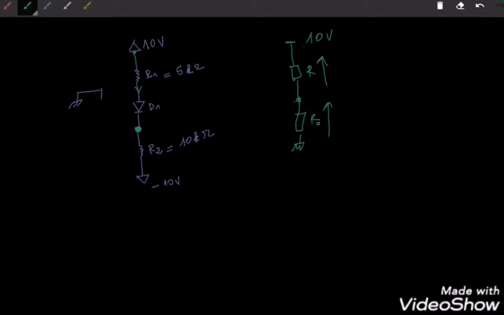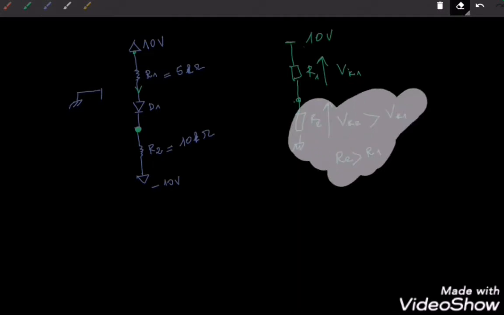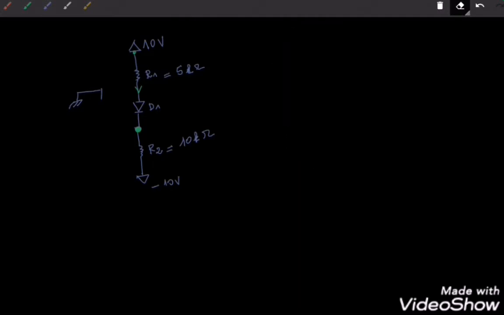But let's assume in this case that R2 is higher than R1. If R2 is higher than R1, then the potential drop across R2 is higher than the potential drop across R1, right? This is obvious, because the current here is the same and R2 is higher than R1. So we can use this information to analyze this circuit.